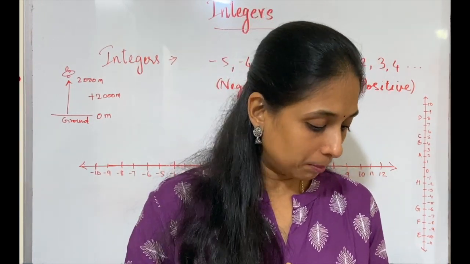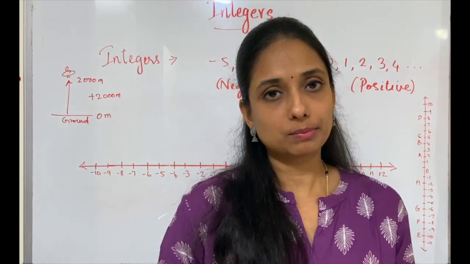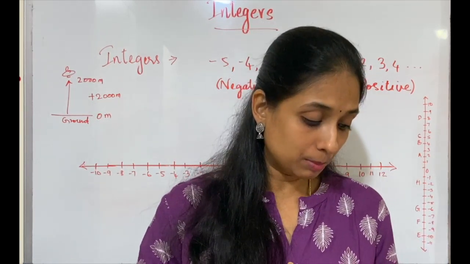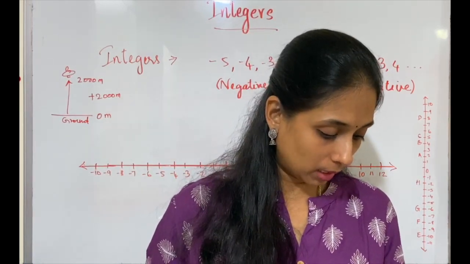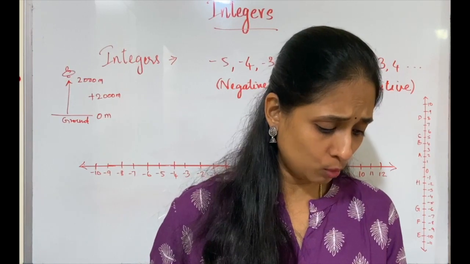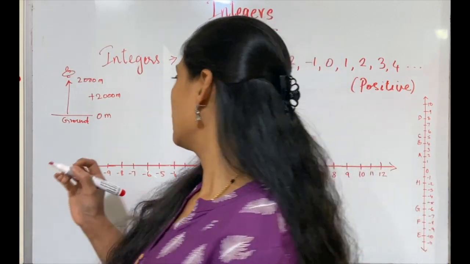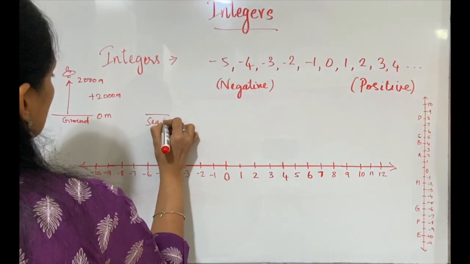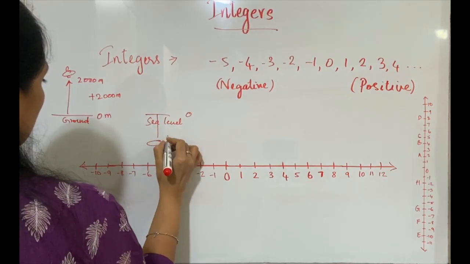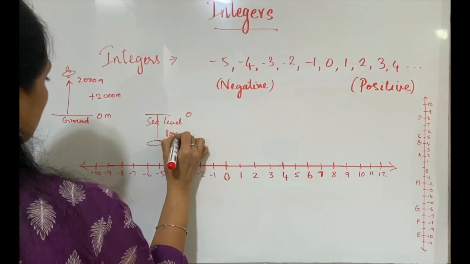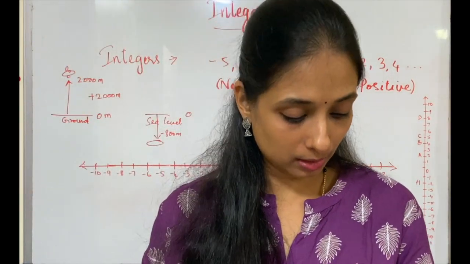Second one, a submarine is moving at a depth 800 meter below the sea level. A submarine is something which goes inside the water, deep inside the sea. It is moving at a depth of 800 meter below sea level. So in this case, the sea level will be 0, and this submarine is moving at 800 meters below sea level. So we say that as minus 800 meters.